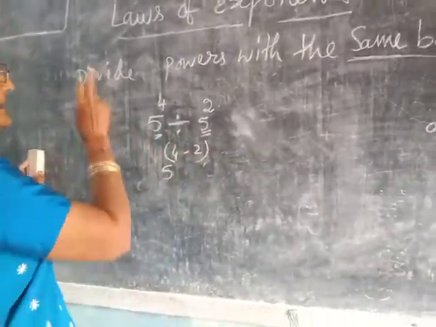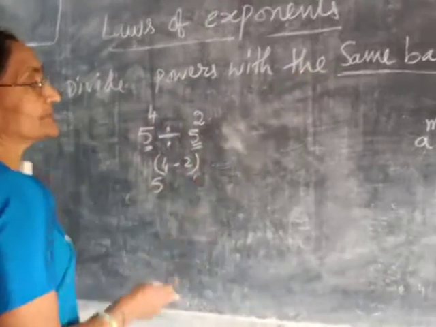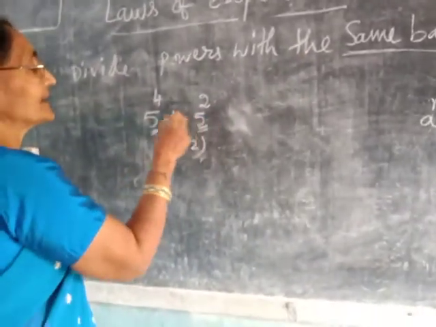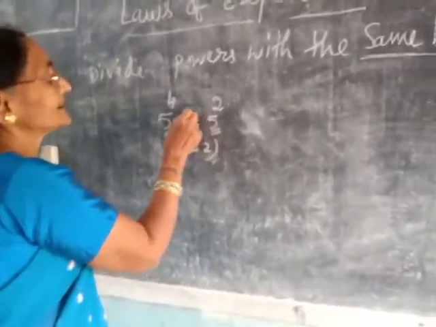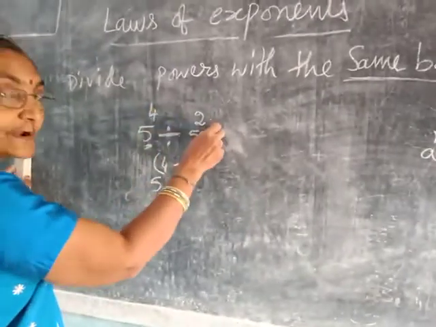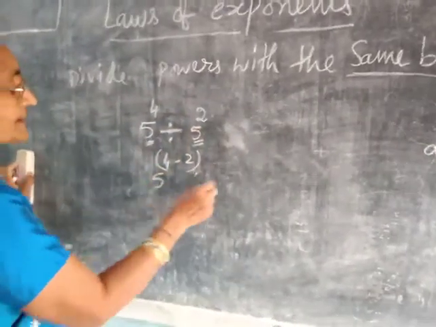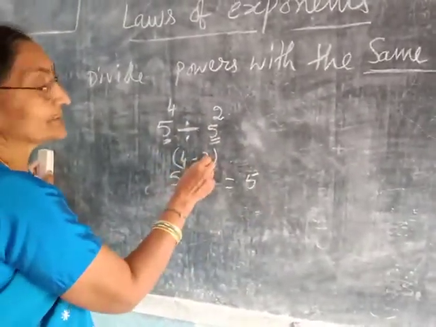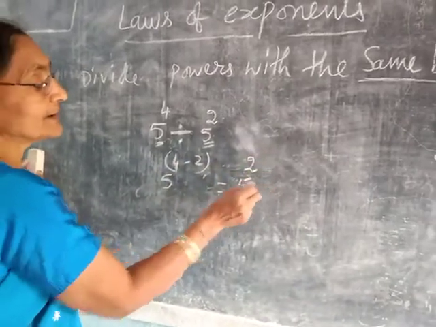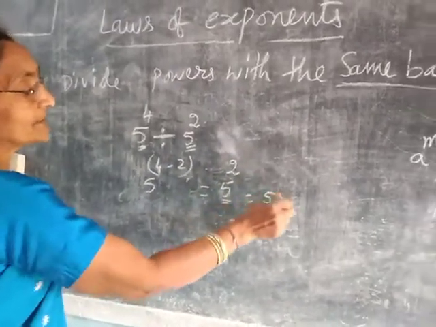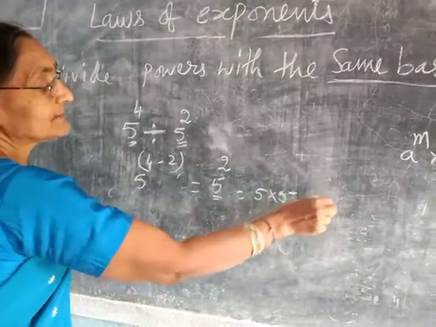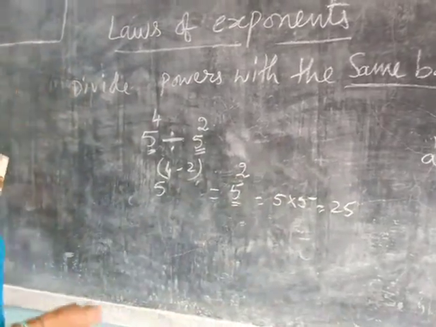Do you understand? Dividing powers with the same base means when the same base is there and division is there between the bases, the power should be subtracted. So you have to subtract. Then 5 to the power 4 minus 2 is equal to how much? 2. Then what is the meaning of this? 5 into 5, that is 25. Right, this way we have to do.